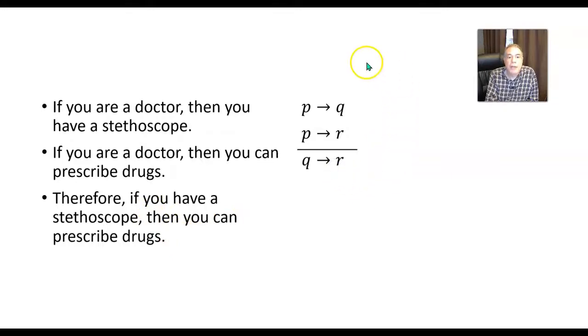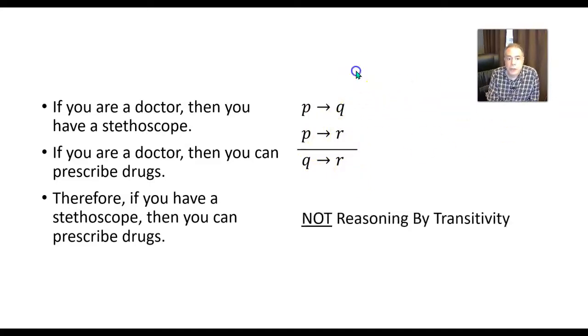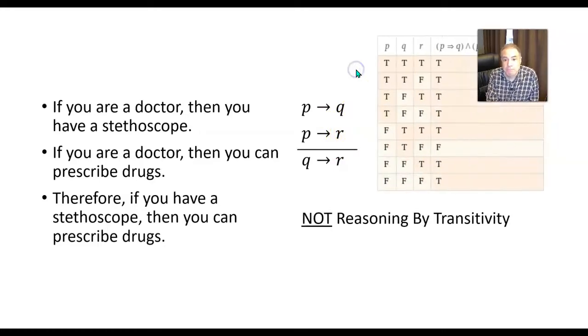If Q, then R. And at first, this looks like reasoning by transitivity. But is it really? No, not really. That would be if P, then Q, if Q, then R, therefore if P, then R. But this is not that pattern. It's mixed around differently. So this is not reasoning by transitivity.